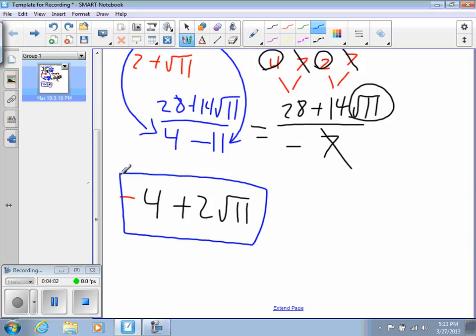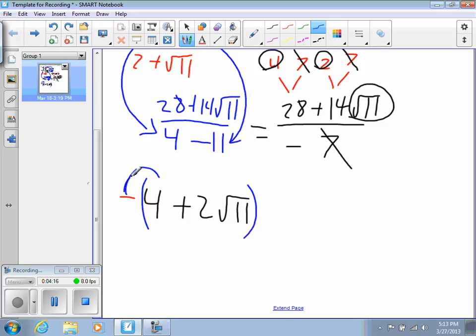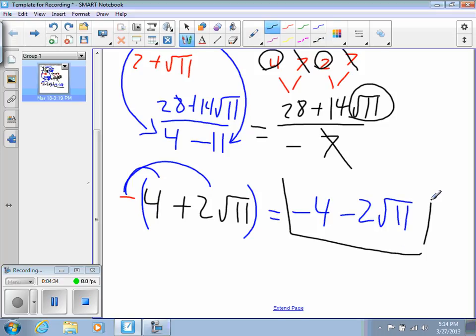Don't forget the negative. Oh, wait a second. That is not fully simplified. We have one more thing to do. Because it's the whole thing that's negative, right? So we need to distribute our negative to each term. And when we do, that's going to equal negative 4 minus 2 times the square root of 11. And that is fully simplified.